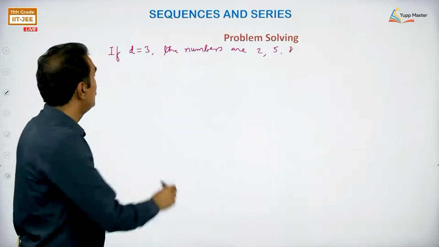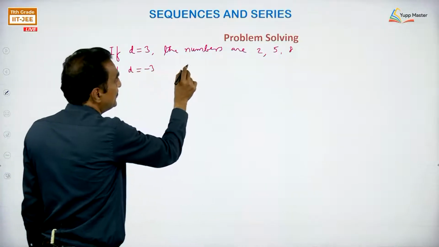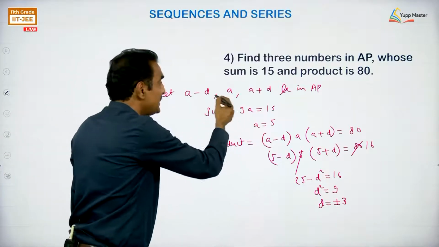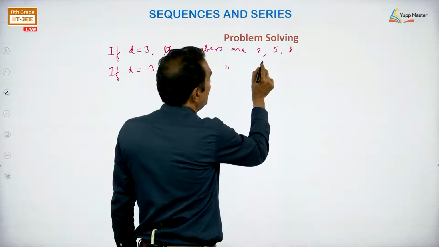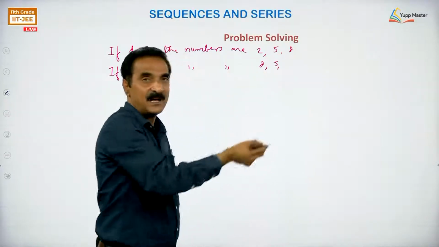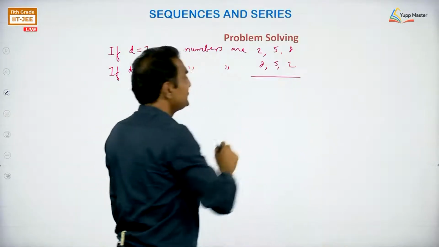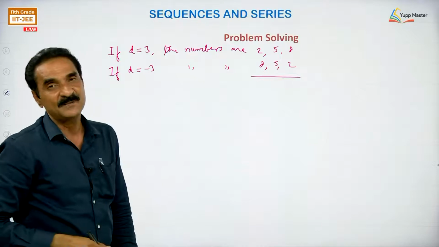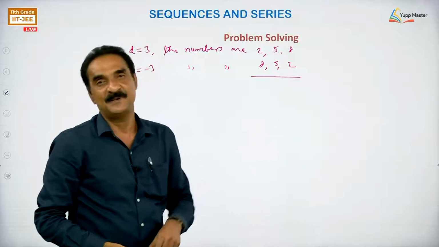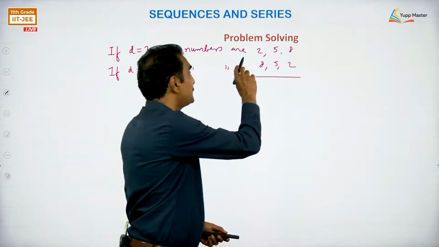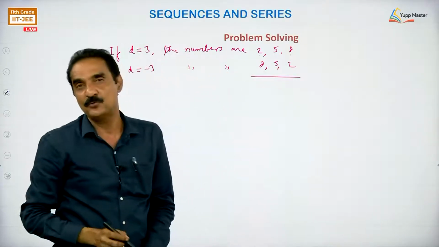These are the numbers. If D is equal to minus 3, the numbers are A minus D means 5 minus of minus 3, that is 5 plus 3, 8, 5 and A plus D is 5 minus 3, that is 2. In both the cases we are getting the same numbers, but order of the numbers is different. But we should not assume that both are same APs. The progression 2, 5, 8 is different from 8, 5, 2.